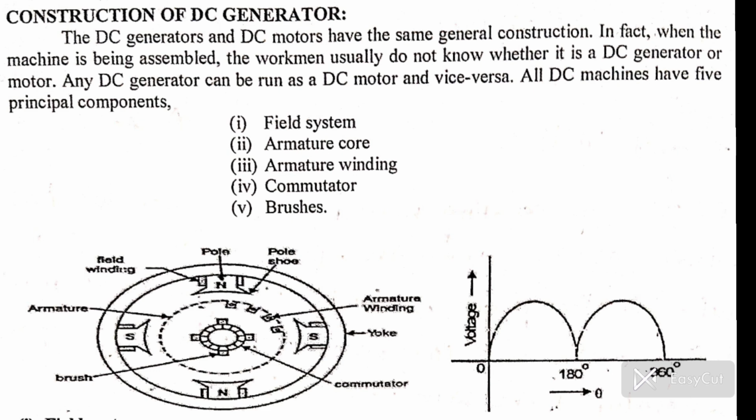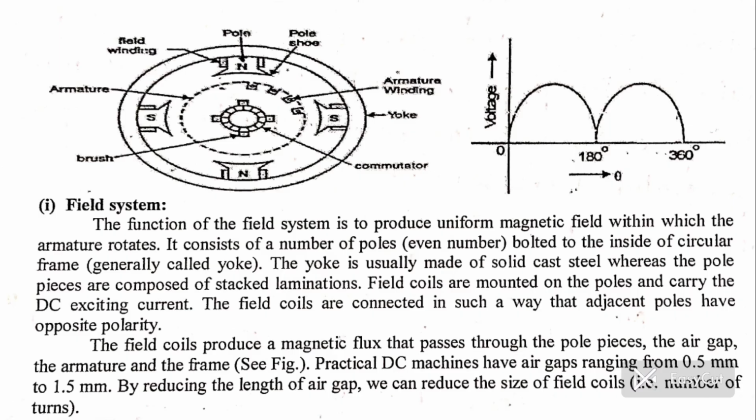Field system. The field system is responsible for producing a uniform magnetic field in which the armature rotates. It includes a circular frame called the yoke, pole cores and pole shoes bolted inside the yoke, and field coils wound on these poles. The field coils carry direct current, DC, and generate magnetic flux.